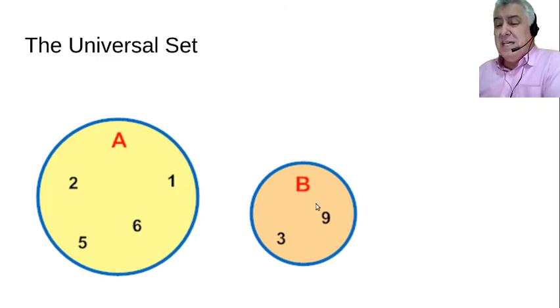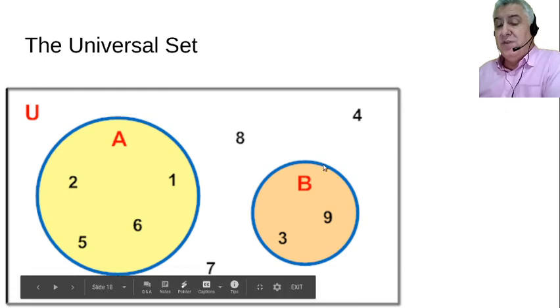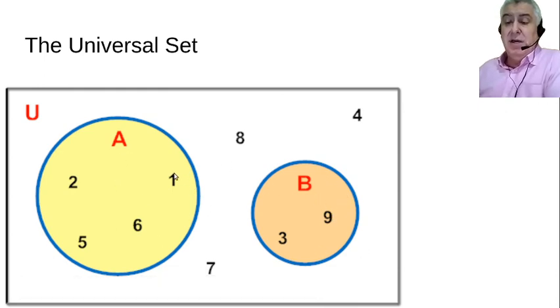So what can we say about them? We can't say a lot about them unless we imagine that there's some larger set that they are both part of. Here, I've imagined that there's some larger set, which is the natural numbers from 1 to 9. So from 1 to 9, we have 1, 2, 3, 4, 5, 6, 7, 8, 9. And B has some of them, and A has some of them. And some of them aren't used.